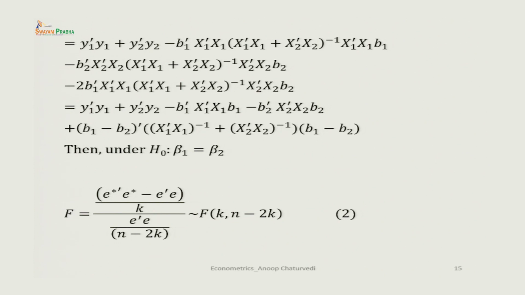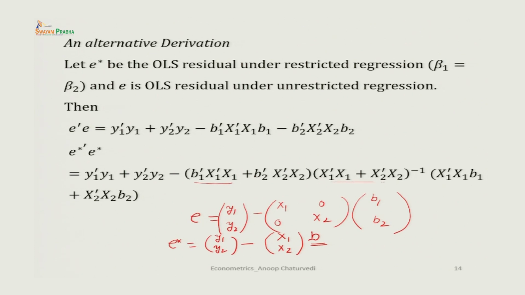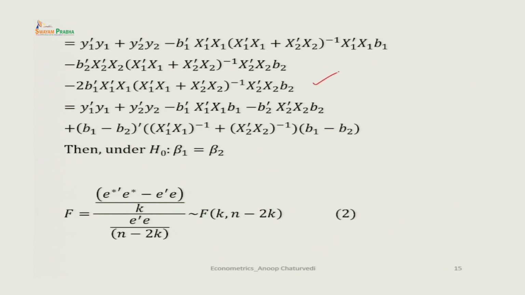And then you can write E star transpose E star as y 1 transpose y 1 plus y 2 transpose y 2 minus B 1 transpose x 1 transpose x 1. Then in between you have x 1 transpose x 1 plus x 2 transpose x 2 inverse, x 1 transpose x 1 B 1. Then you get this term minus B 2 transpose and so on B 2, and then you also have the cross product terms, where you multiply each term by this matrix and the other term. So, you obtain this expression.